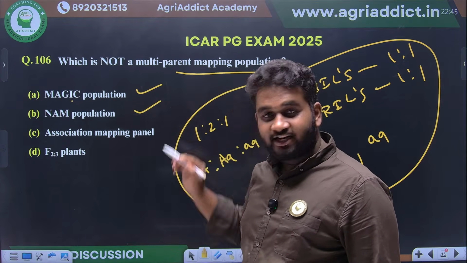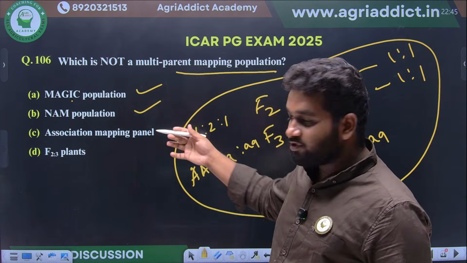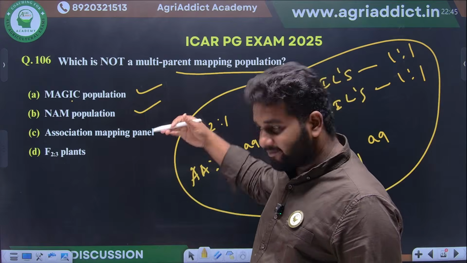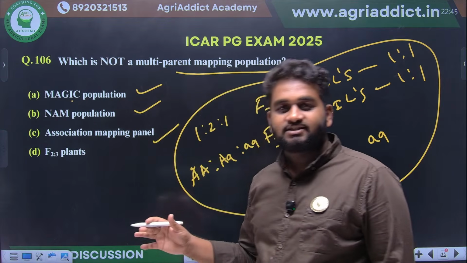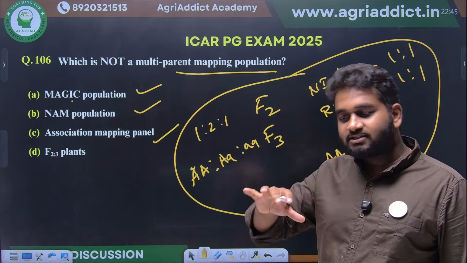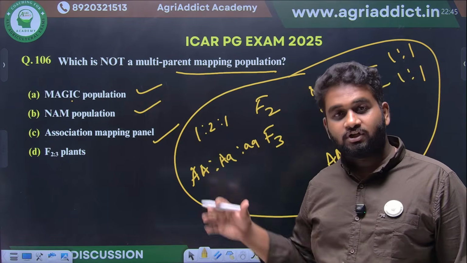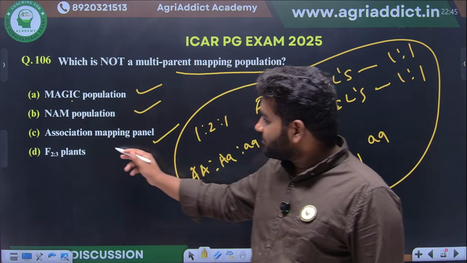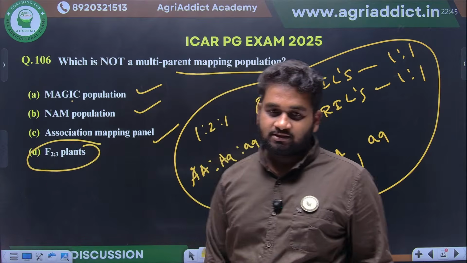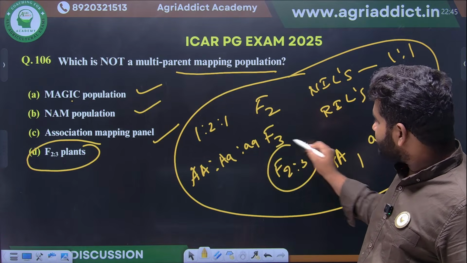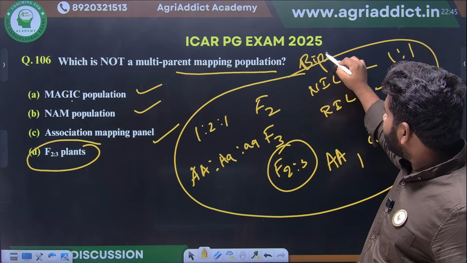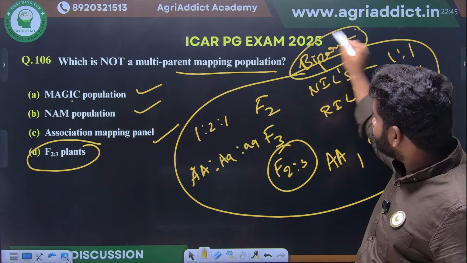Your NAM, nested association mapping. In this case also, you will use a larger number of diverse parents. And your association mapping panel, the panel itself tells you that it contains a larger number of germplasms. But your F2 derived F3 will come under the biparental mapping population. That means you only use two parents.